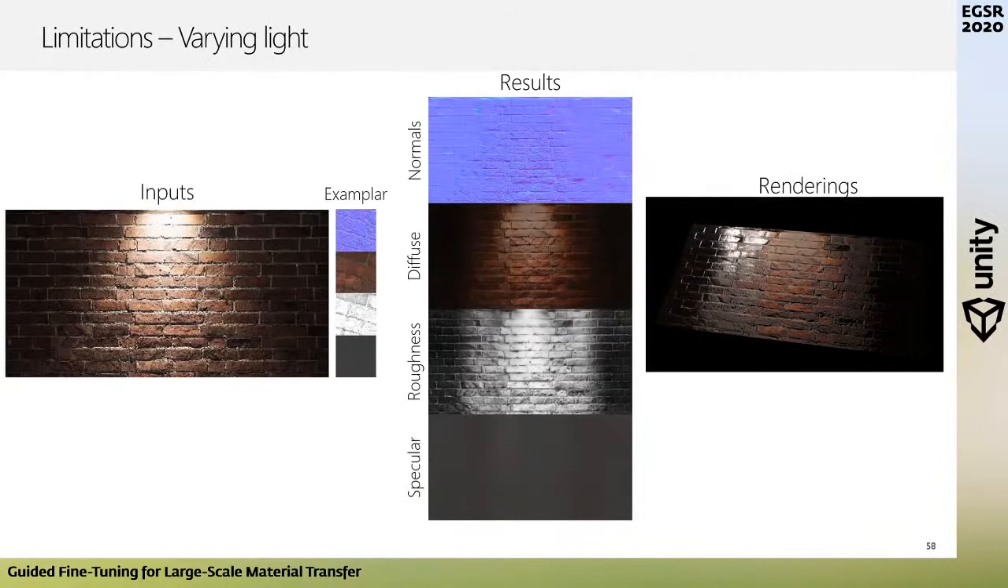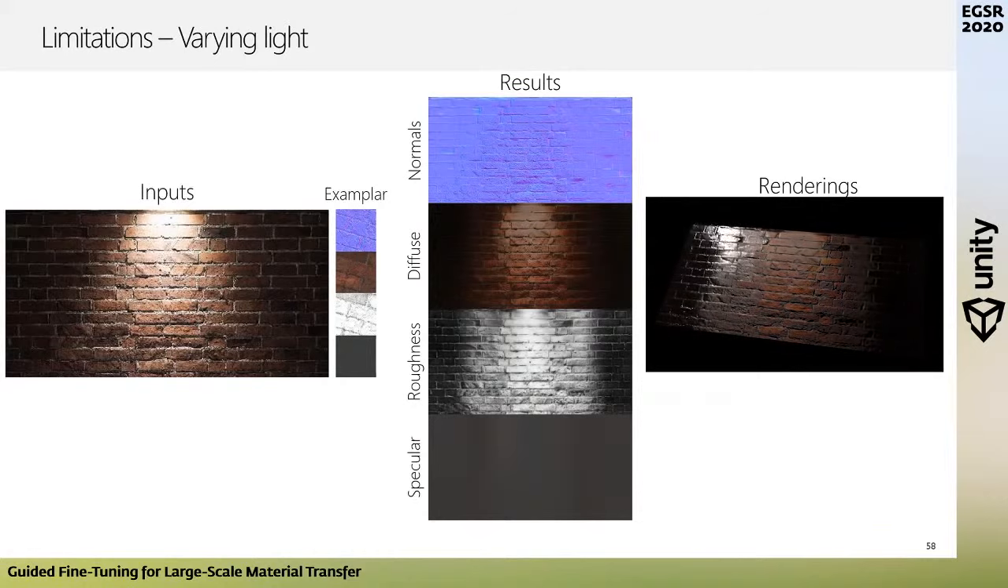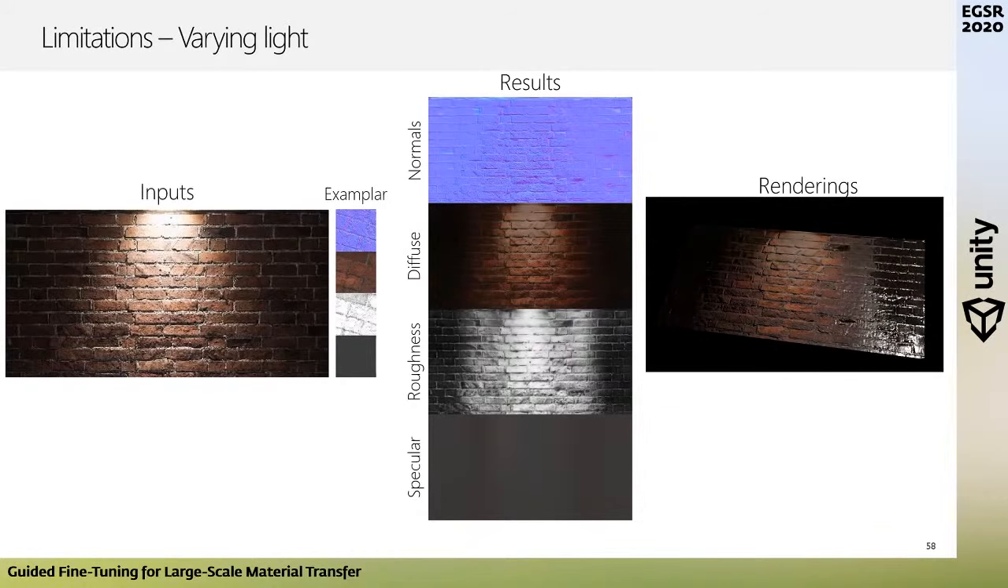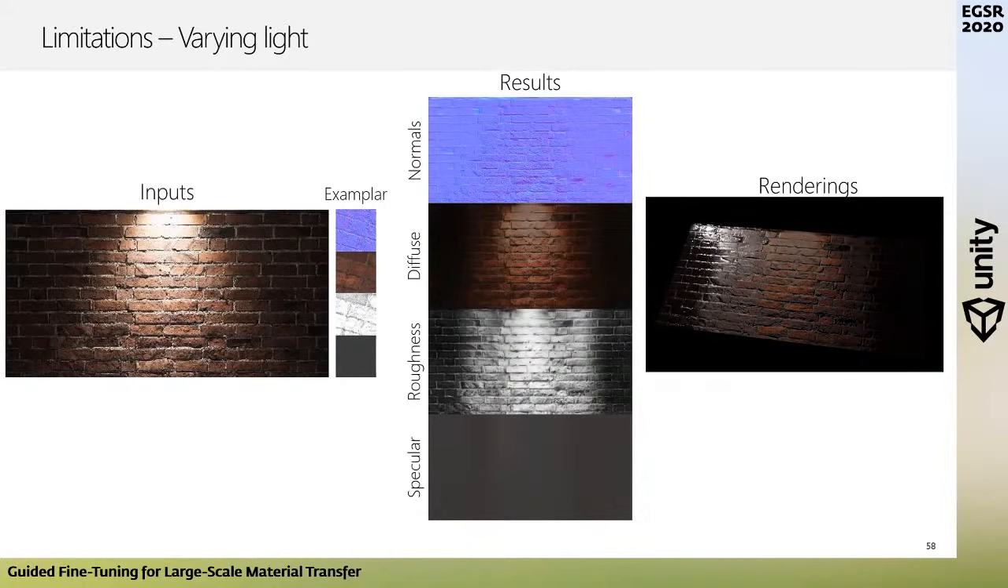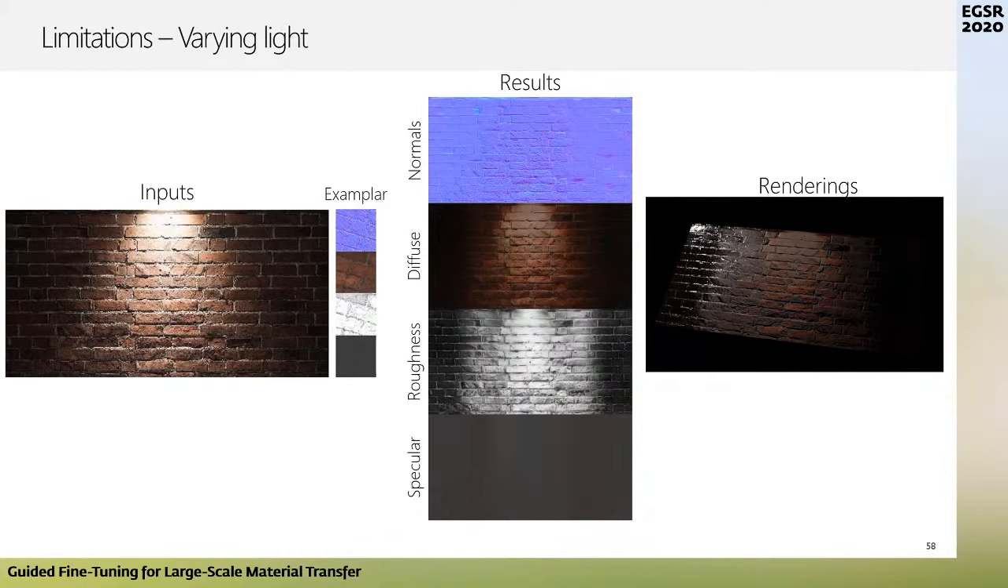But of course, some limitations remain. The first limitation is in the lighting condition. If we have strong lighting variation over the surface, our method doesn't manage to compensate for it, as you can see in the result in the center and the renderings on the right.